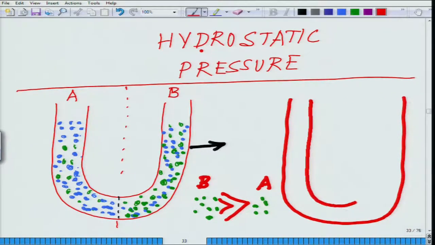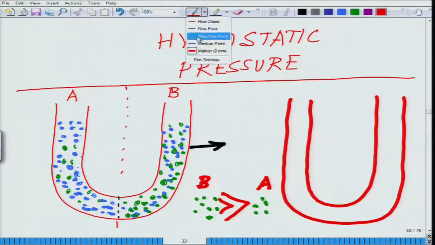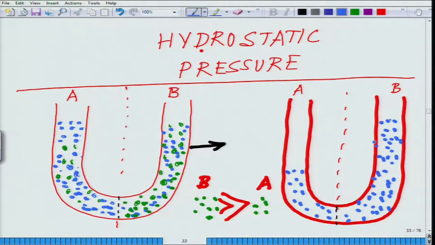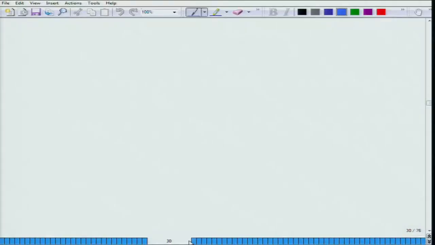The same tube, I'm just using a thicker point. So, what will happen is that, and here is your semi permeable membrane. This is your side A, and this is side B. So, eventually what you will see is that there are more water molecules on this side as compared to the water molecules on the other side, because of the fact that these are the water molecules.